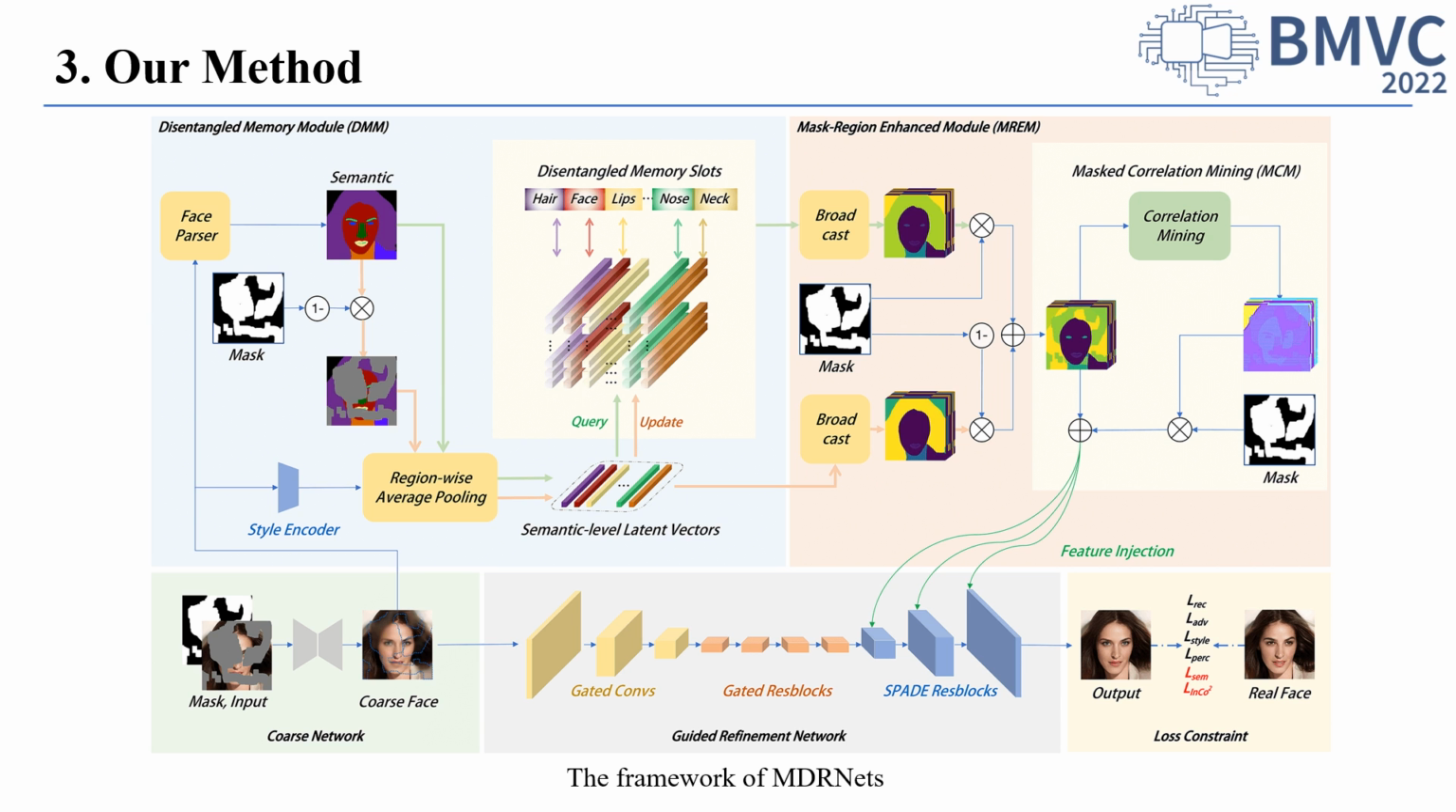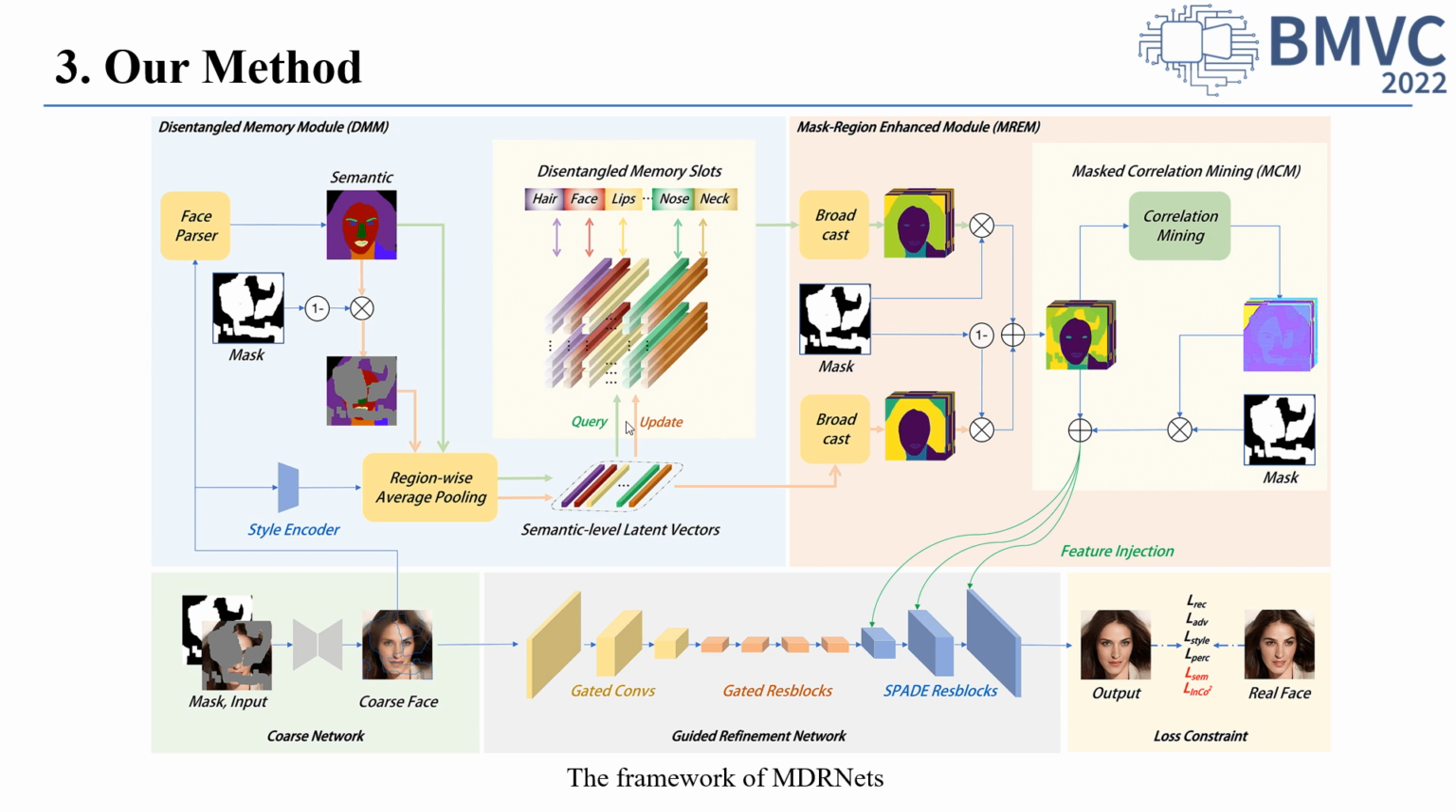We first employ the coarse network to generate the coarse face. Then, the Disentangled Memory Module stores the semantic-level latent vectors from non-corrupted regions, pink line in Disentangled Memory Module, and provides the most relevant features according to the semantic-aware queries from the coarse face, green line in Disentangled Memory Module.